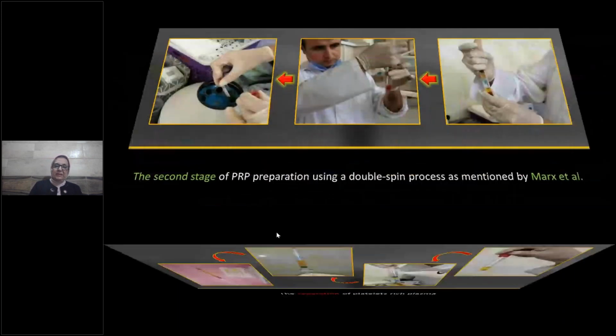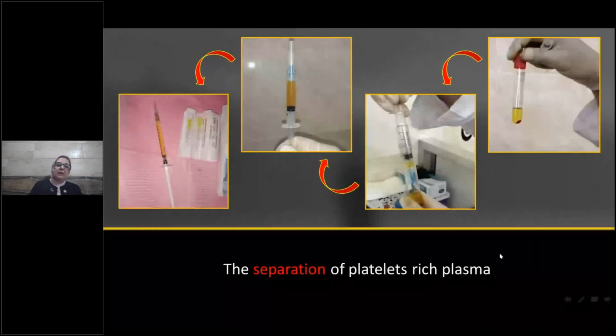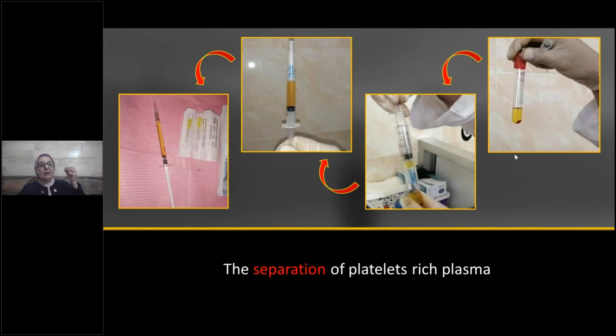For the separation of platelet rich plasma, in the second stage before centrifugation for the second time, we draw off the red blood cells, and the platelet poor plasma is mixed with the platelet rich plasma. After the second centrifugation, we have the platelet rich plasma in a tube of 10 ml, ready for injection.